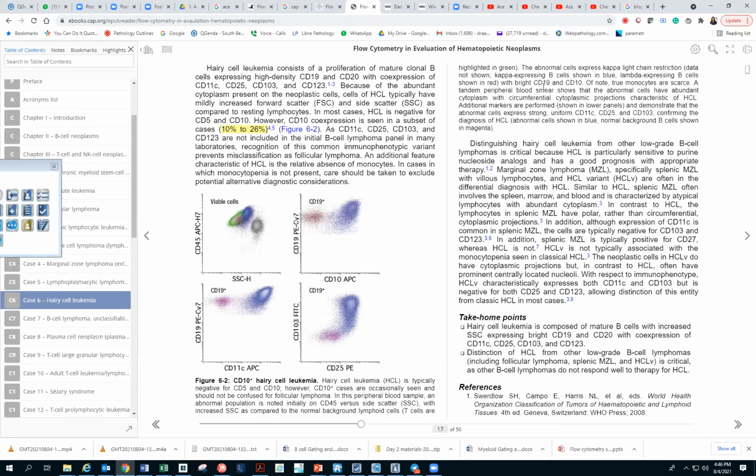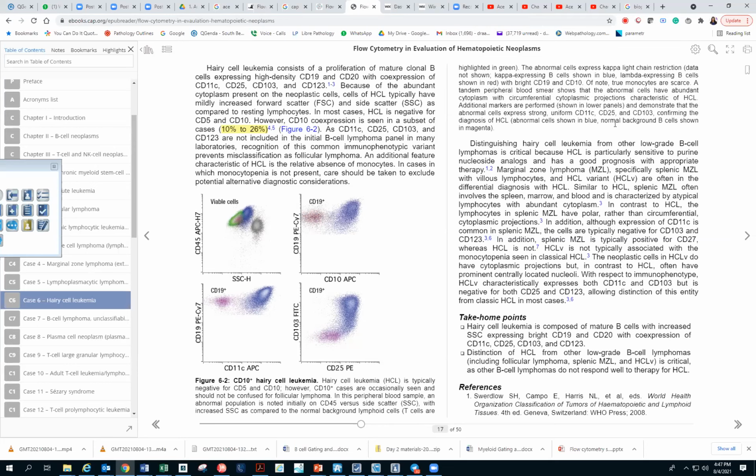With bright CD19 and CD20. And of note, true monocytes are scarce. A peripheral blood smear shows that abnormal cells have abundant cytoplasm, with circumferential cytoplasmic projections characteristic of hairy cell. Additional markers are performed and demonstrate that abnormal cells express strong CD11c, CD25, CD103, confirming hairy cell.